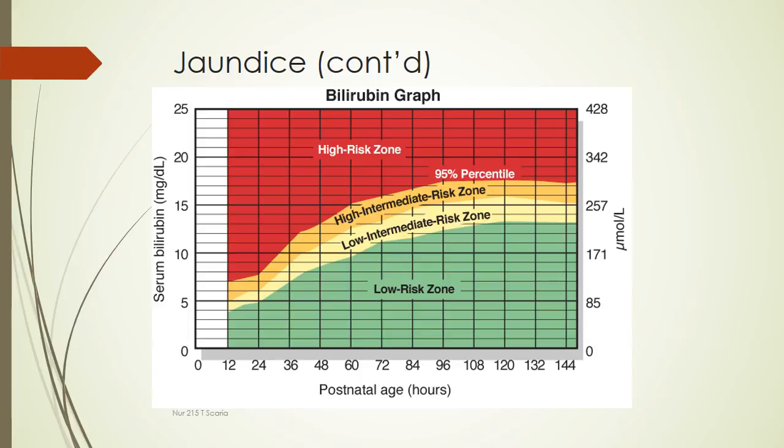So for example, if the child is 48 hours of age and the bilirubin level is 8, it is still in the lower risk zone. Whereas if the child is at 12 hours of age and the bilirubin is 8, it is in the high risk zone. So just look at it and understand. As the age goes up, even if the bilirubin level is high, like 8, 10, 12, depending upon the age, it may not be in the high risk zone.